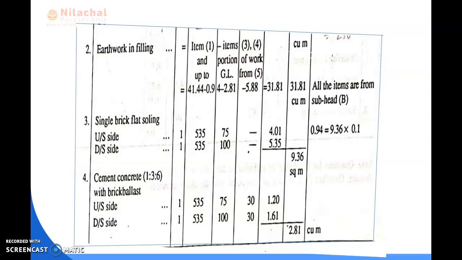Okay, first of all we discuss the single brick flat soling. The single brick flat soling is provided on the upstream side and also on the downstream side. How many numbers of single brick flat soling are provided on the upstream side? 1 number. And on the downstream side also, 1 number of single brick flat soling is provided. So first of all we consider the upstream side, then we consider the downstream side.